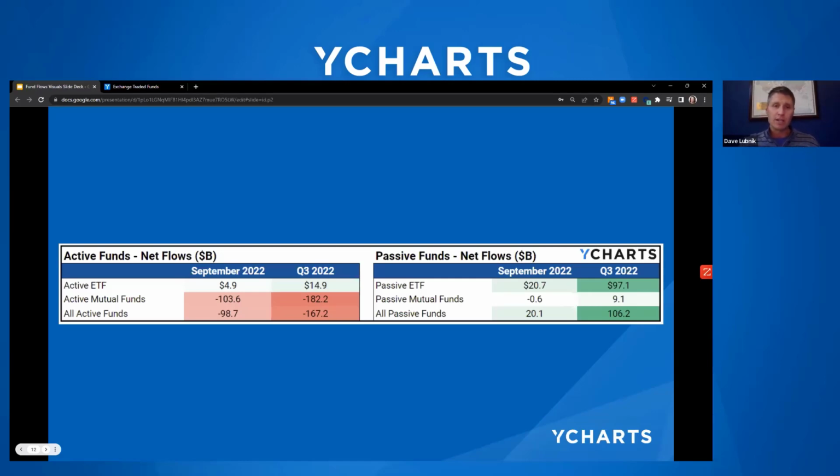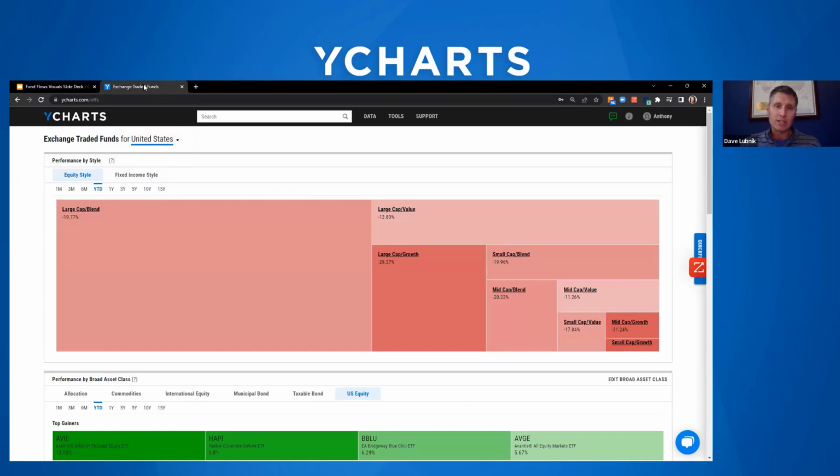and the volatility. And we've seen some really good performance out of some active managers, but the flows are still going pretty much exclusively to passive. So with that, I want to switch gears here for a second and show you a new feature in YCharts related to everything we've been talking about.